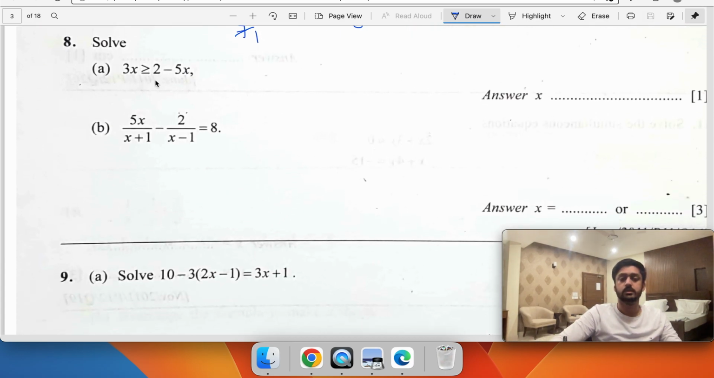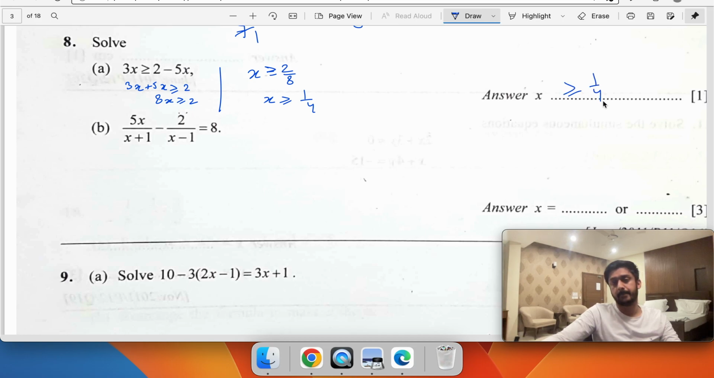Solve the inequalities. Make x the subject first. 3x plus 5x is greater than or equal to 2. So 8x is greater than or equal to 2. x is greater than or equal to 2 by 8, resulting in 1 by 4.